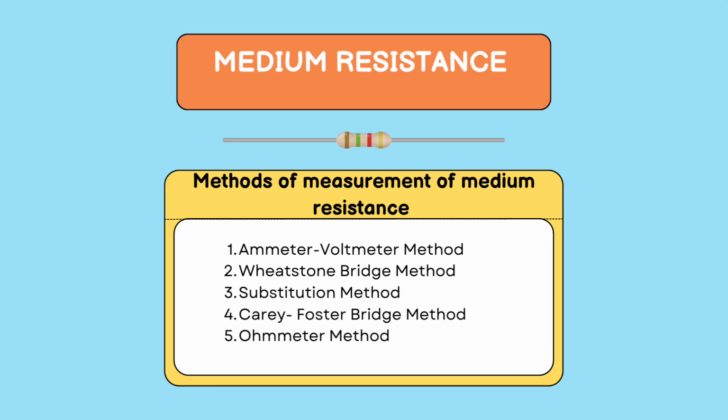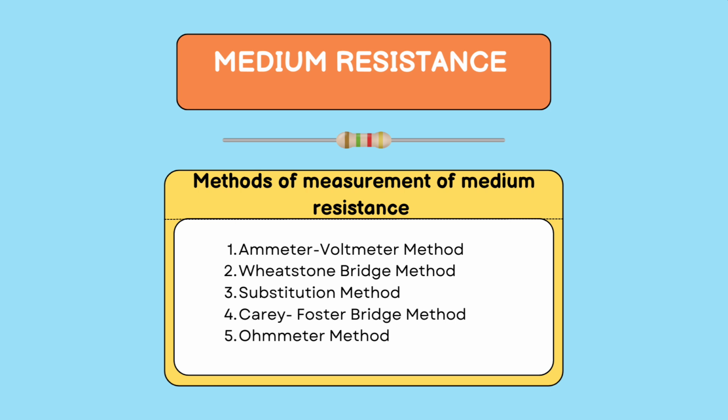2. Wheatstone bridge method. This method is based on balancing a bridge circuit to determine the unknown resistance. It offers high accuracy and is widely used for precision measurements. 3. Substitution method. This method involves replacing the unknown resistance with a known standard resistance and comparing the readings to determine the unknown value.